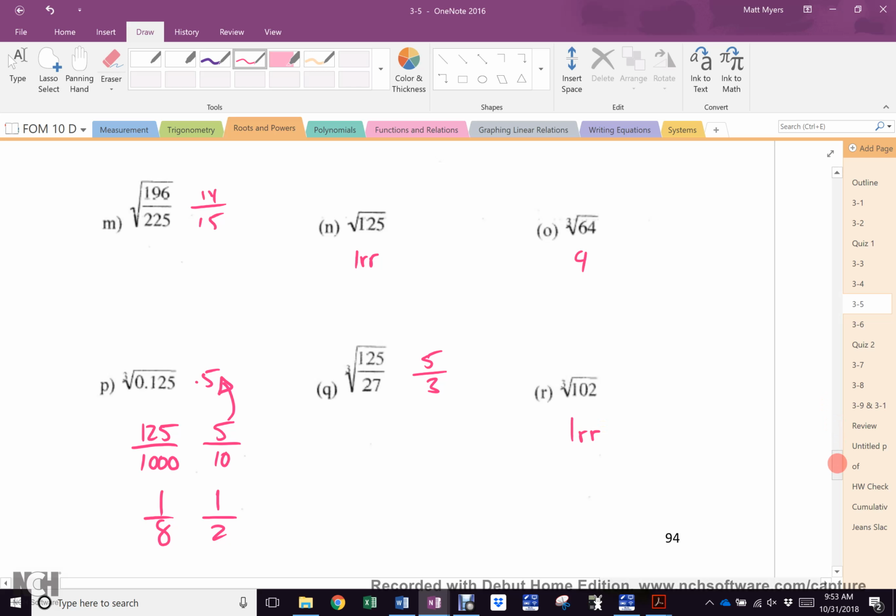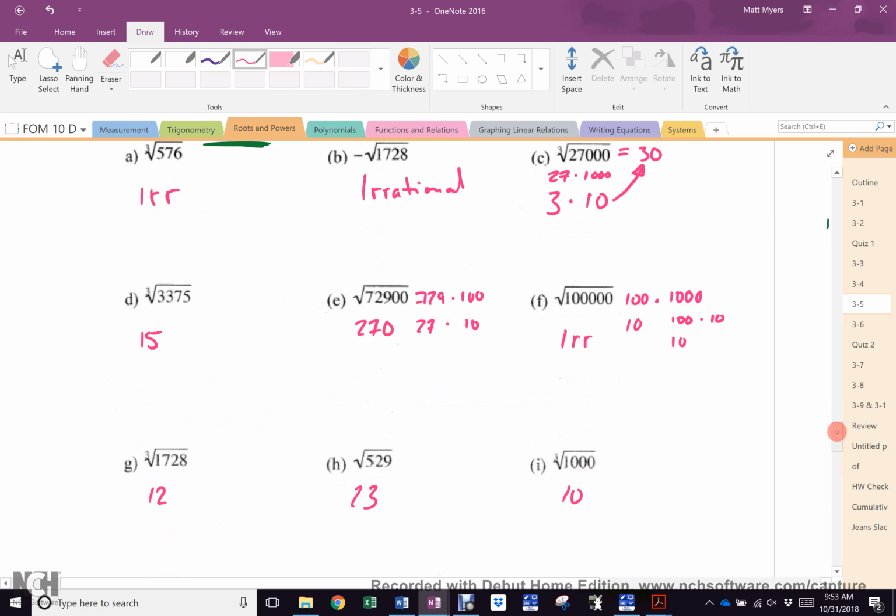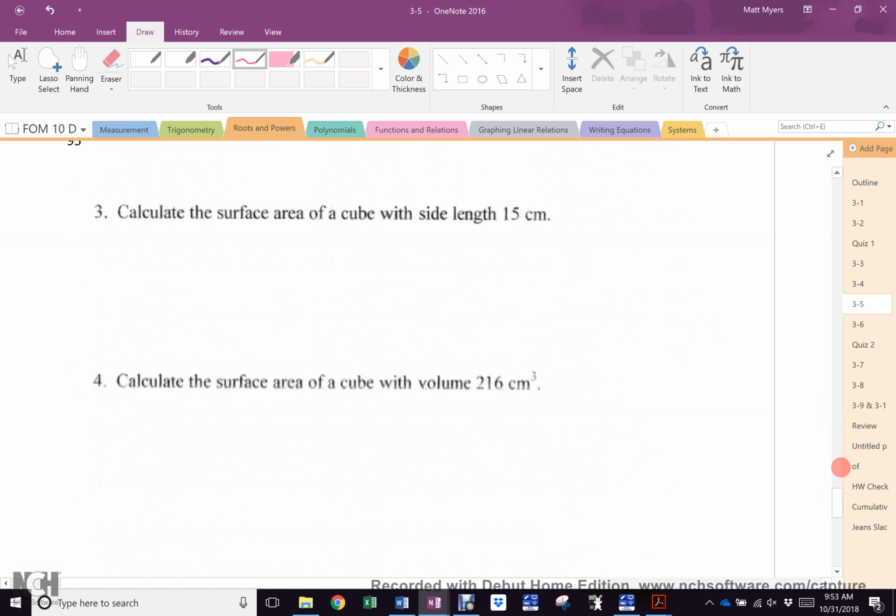Okay. Calculate the surface area of the... Oh yeah, we got to go back. We got to finish that up. Side length 15 centimeters. So, if the side of a cube is 15 centimeters, how long is this side? 15. So that square is how big? Calculator's there. 15 times 15, which is 225, right? That's one face of the cube, yes?